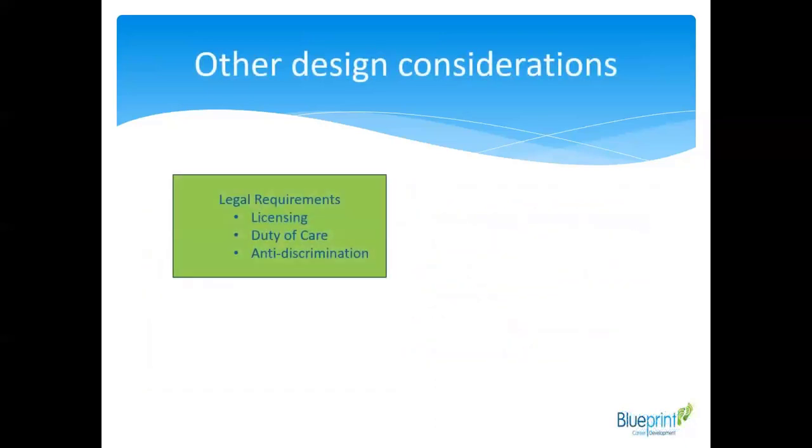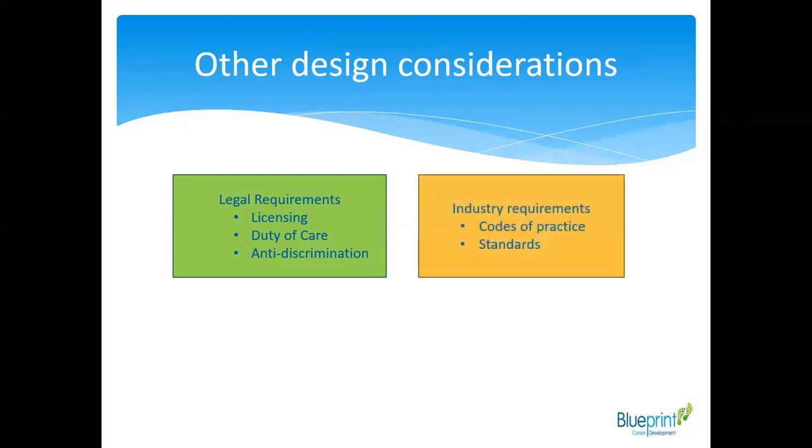Other design considerations would be things like legal requirements, for example, licensing, which could be responsible service of alcohol, duty of care, which includes work health safety, and anti-discrimination. Industry requirements could be codes of practice. For example, the Master Builders Association has strict guidelines in place on how members conduct their business. It could be standards such as hygiene standards in hospitality.